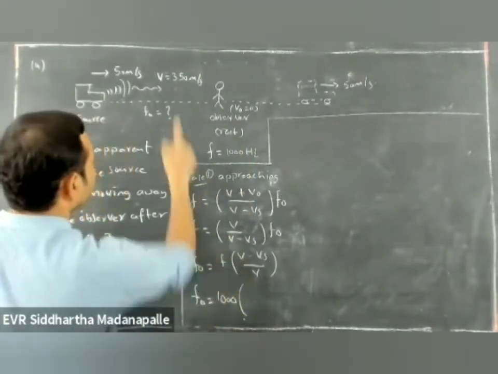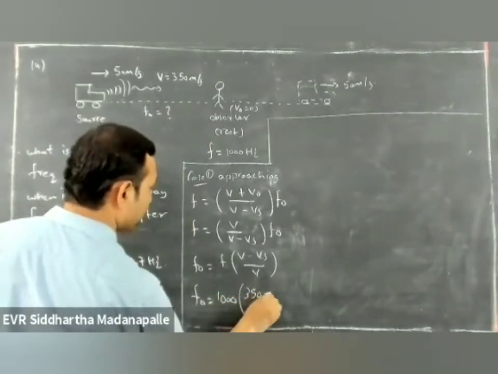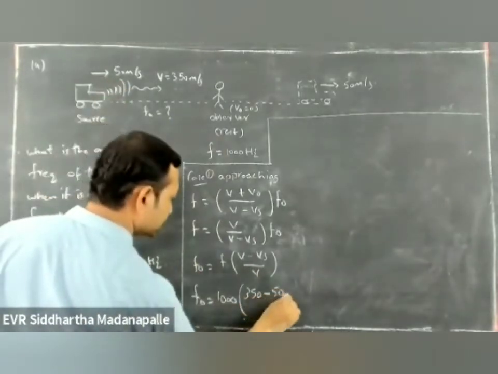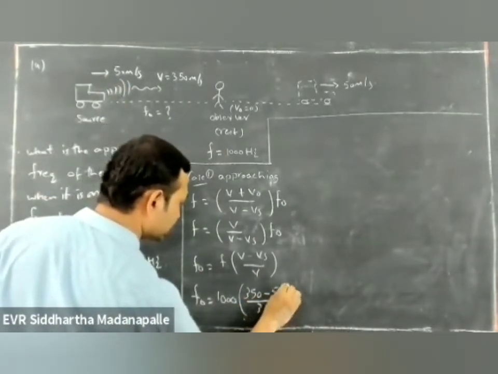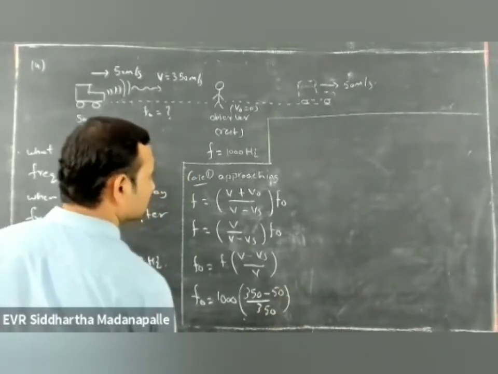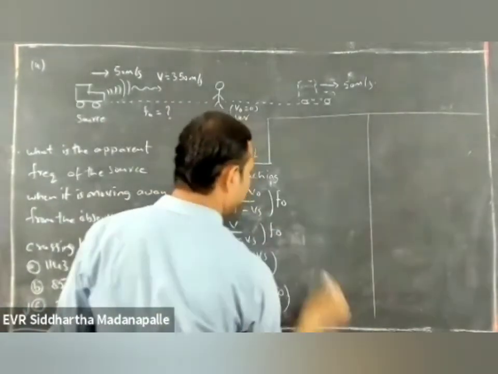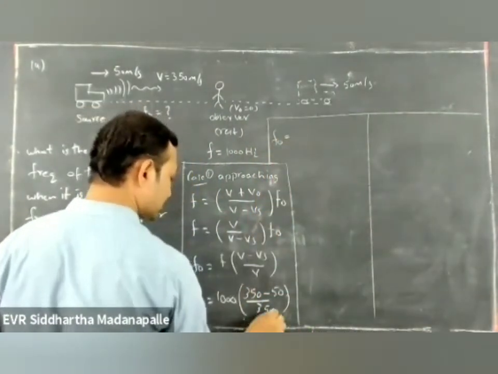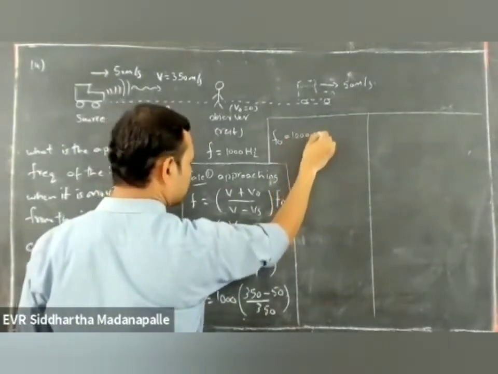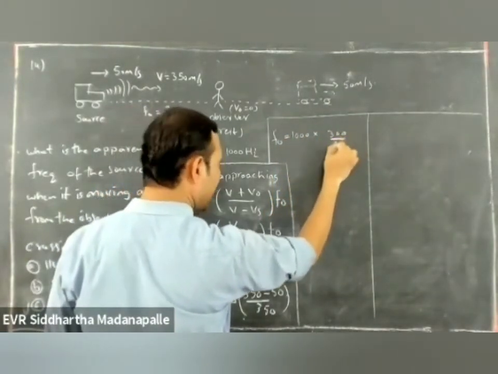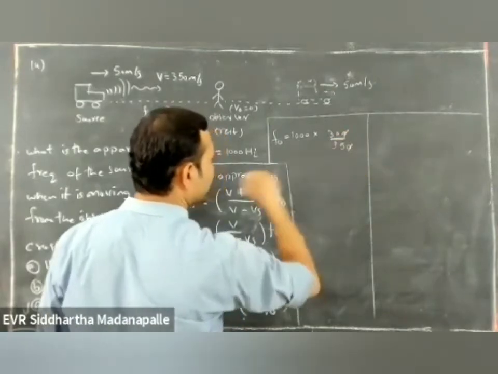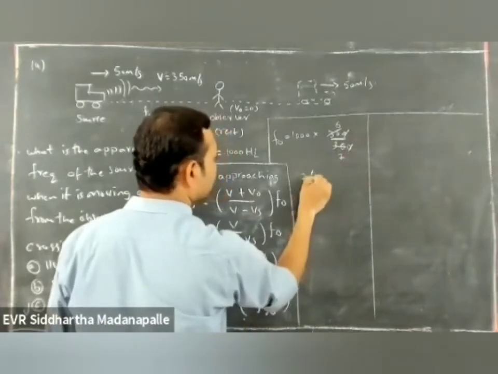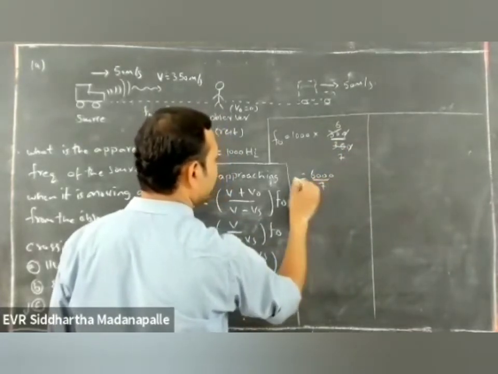So V value 350. Source speed 50 by 350. So on calculating this one, f naught value is equal to 1000 into 300 by 350. 0 0 will cancel. 5 6 5 7, so it is equal to 6000 by 7, f naught value.